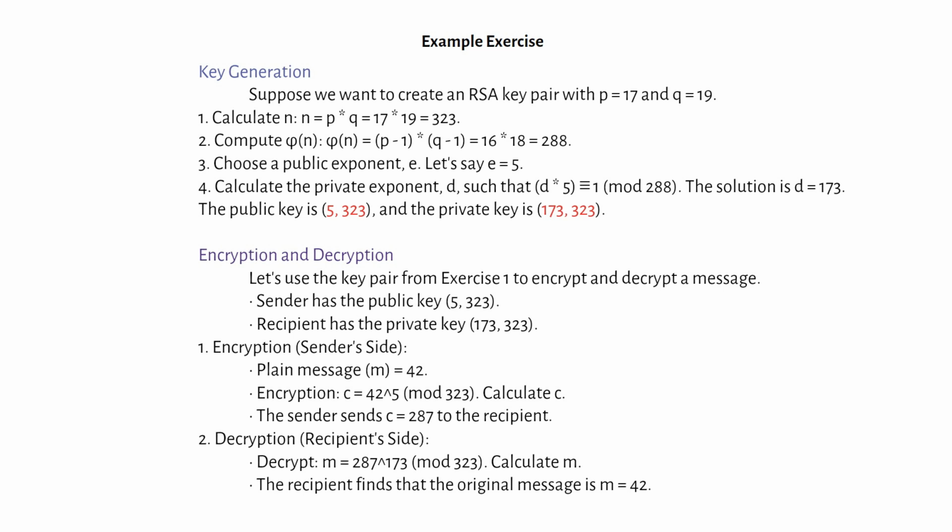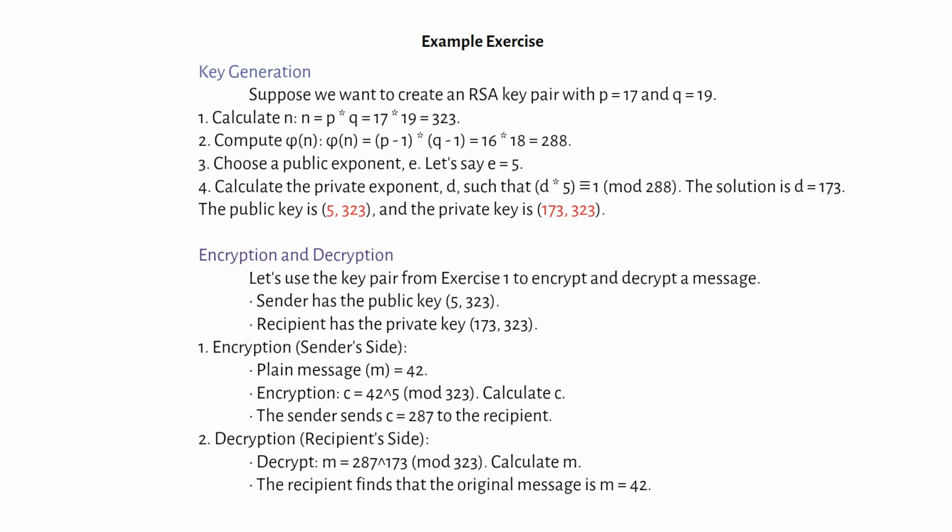So from this we have created the key pair of public key and private key. Now the encryption and decryption process. The sender has the public key. Obviously, the sender uses the public key to encrypt the message. The recipient has the private key to decrypt the message. Assume the message m is 42. So the ciphertext is 42 power 5 modulus 323, and the answer c equals 287.